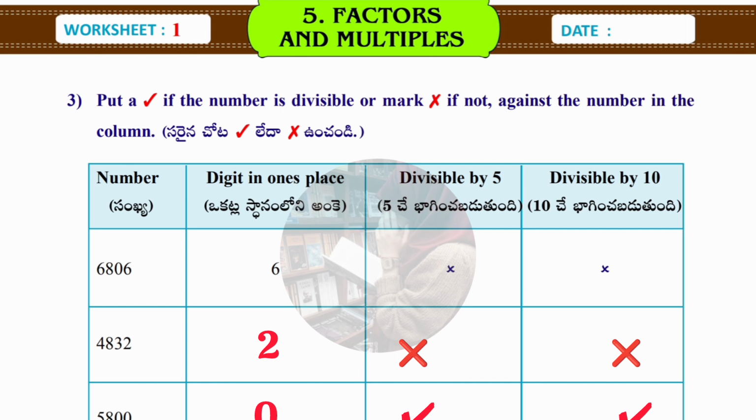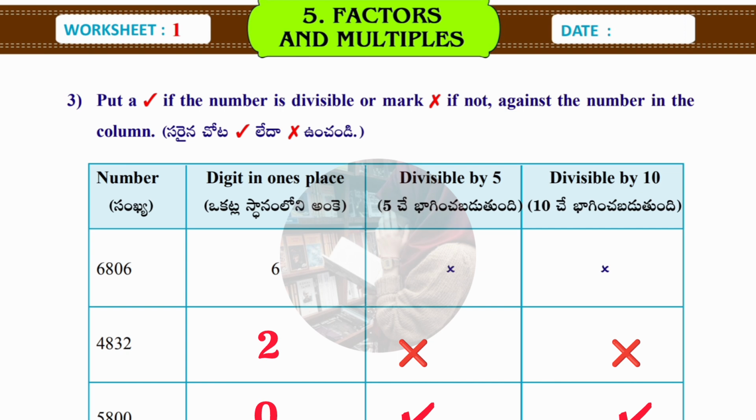If it is divisible by 10, then put a tick mark. If it is not, then put a cross mark. Okay, let's see. 1 is already given, means 1 is already done for us. So the first number is 6806. Here the last digit, which is 6, is in the ones place. That's why I write down 6. Then as 6 is an even number, it is not divisible by 5 and it is not divisible by 10. That's why put a cross mark in both the columns.